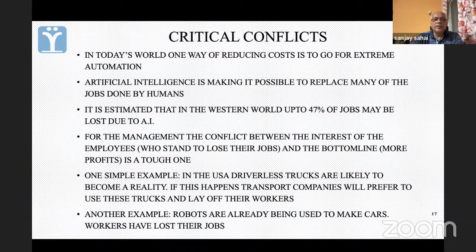Another example, सस्ता सा example है कि robots are already being used to make cars. Workers have lost their jobs. Assembly line में पहले workers होते थे, अब कई जगह even in India, अगर आप जो बड़े बड़े जो ऑटो मेजर्स हैं, जो कंपनीज हैं, if you look at their factories, you will see robots working there on the assembly line.